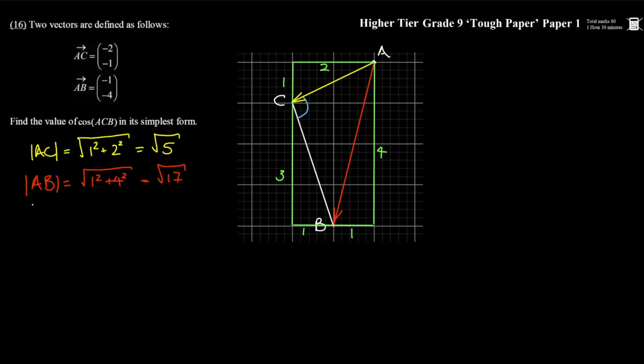Now the white line, and this is the square root of, and it's 1 and 3 here, so this is 1 squared plus 3 squared. And this is equal to the square root of 10.